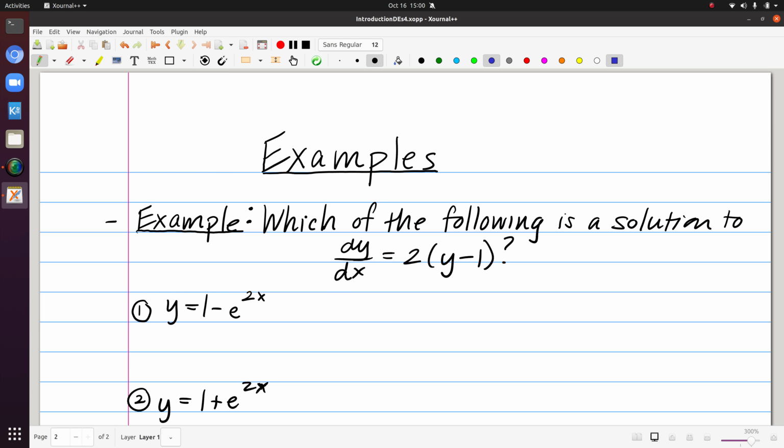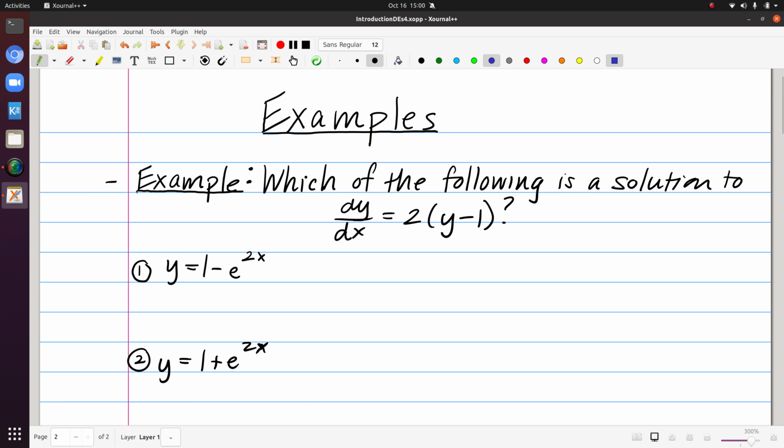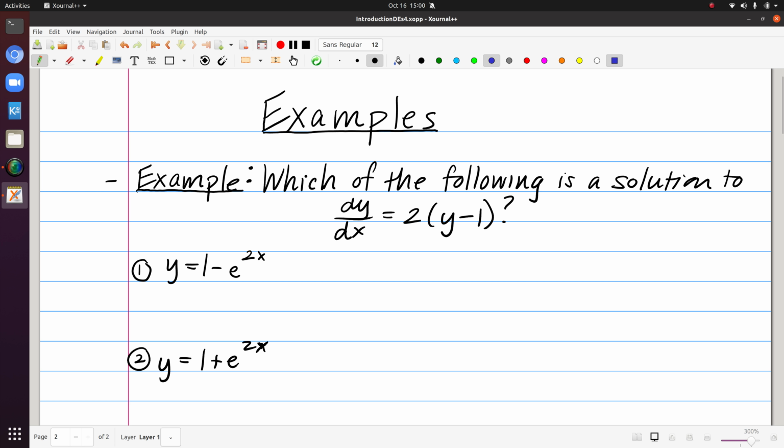Finally, I'd like to just do one video devoted just to examples. So to start with, we're given a differential equation, dy/dx equals 2 times the quantity y minus 1, and we're asked which of the following is a solution.